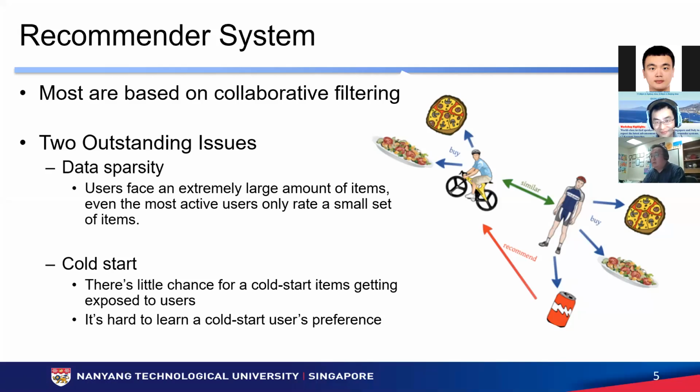But for this collaborative filtering approach, there are two common issues, and one is data sparsity. As mentioned earlier, there are just so many items, and even the most active users only rate a small set of items. So this is the data sparsity issue. Another issue is the cold start. For cold start items, there is very little chance to receive ratings, and cold start users don't have any ratings, so it is very hard to learn their preferences. We have to resolve these two issues, and when we do, the accuracy of recommender systems can be much improved.